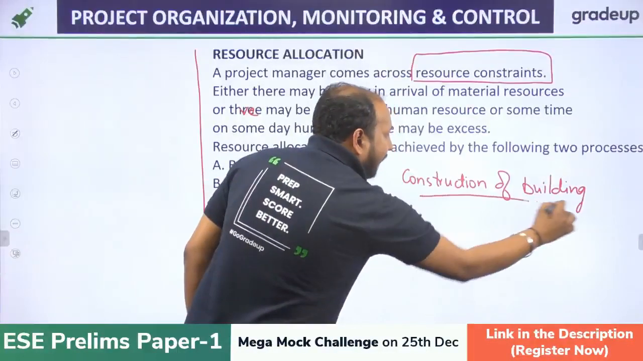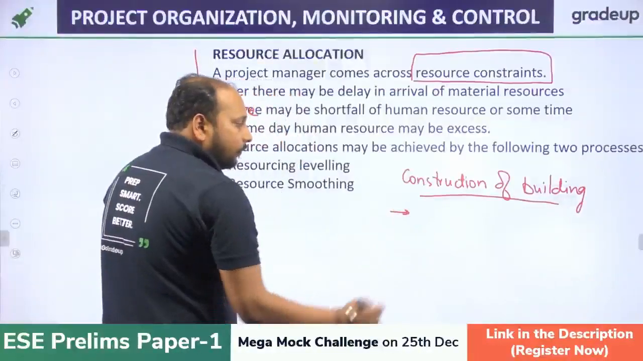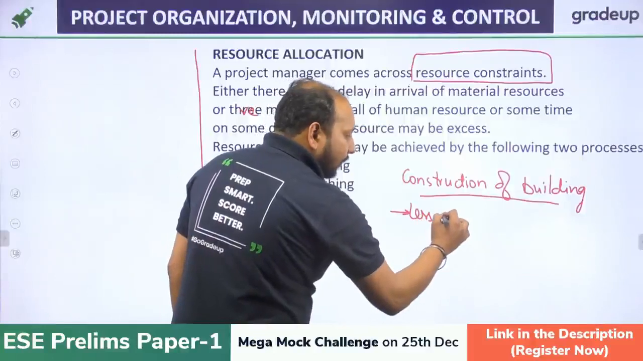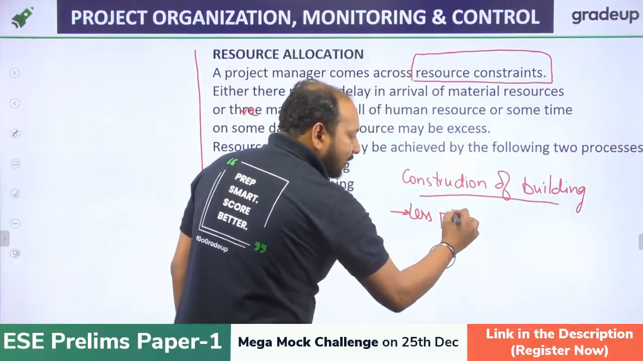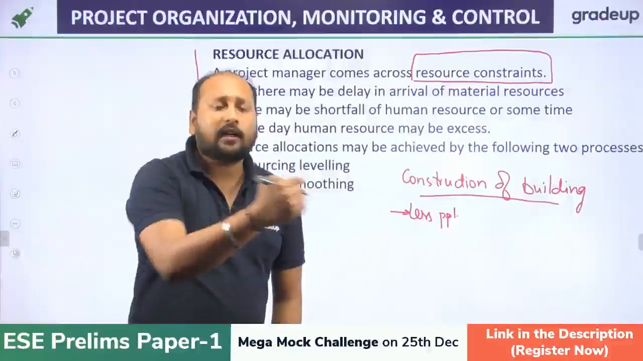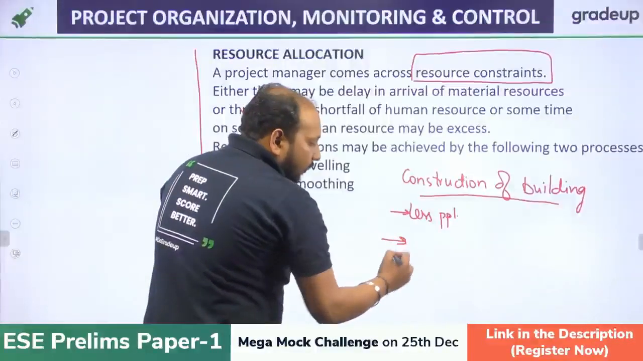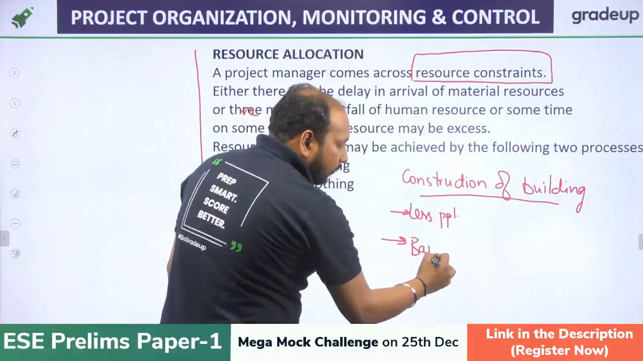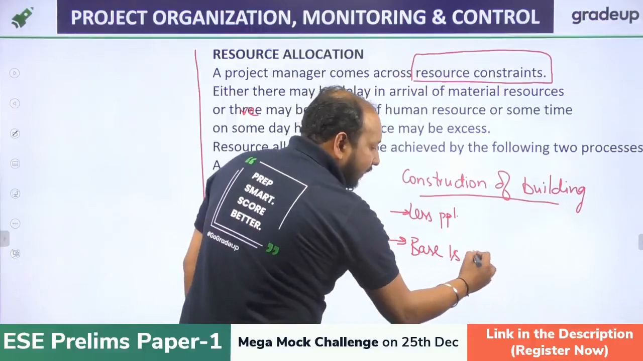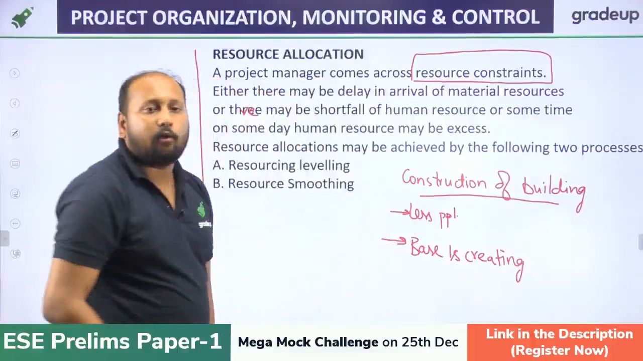We're having construction of a building. So initially you will be requiring a smaller number of people, because in the starting phase your construction is not directly started. Some of the resources need to be brought down. After that, when the base is created and we go for the concreting, then more people are required.